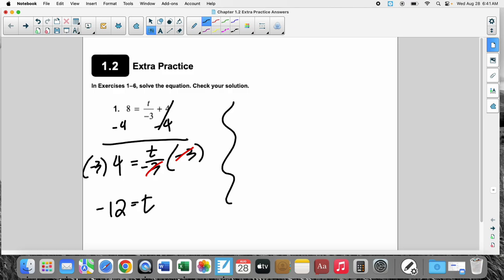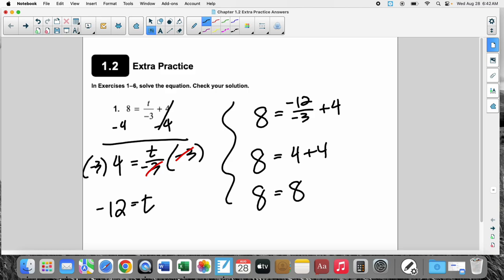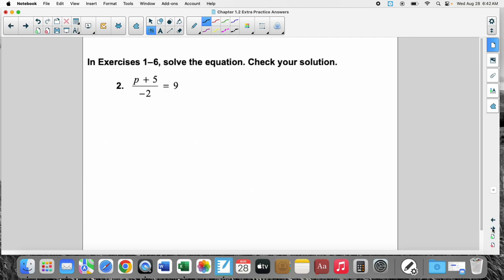We're going to check our solution. 8 equals, we're going to substitute -12 in for t and simplify this right side. Left side's already simplified, so we don't need to do anything more to the left side. This gives us 4 plus 4, and let's simplify completely. And yes, 8 equals 8, so we know that our solution is correct.